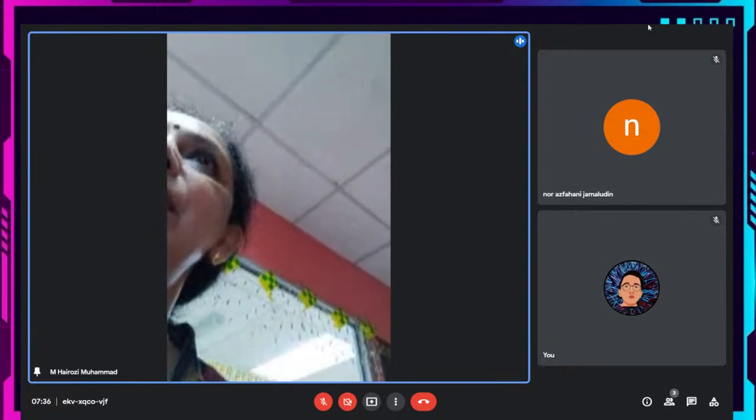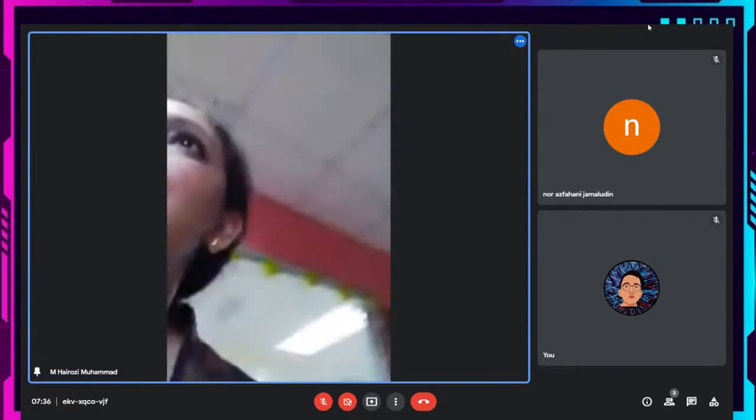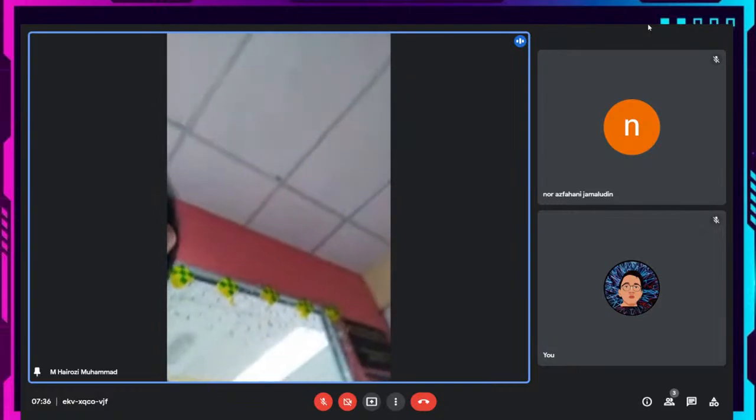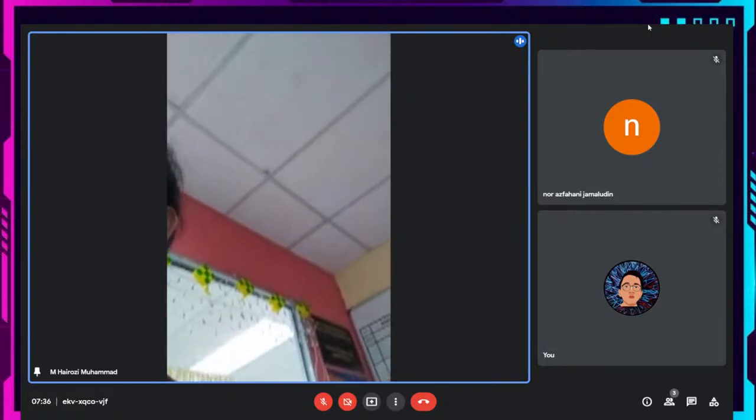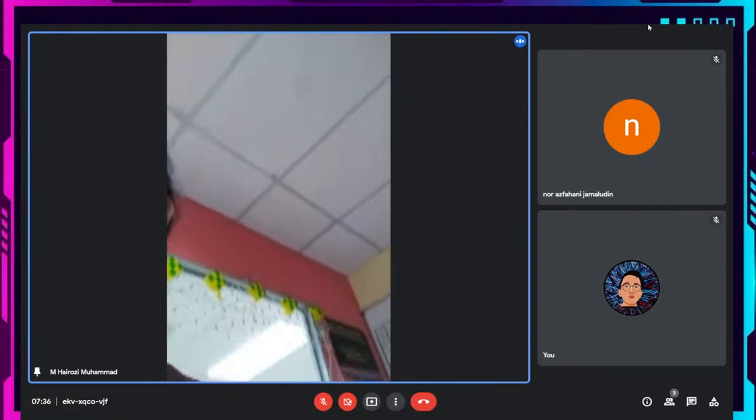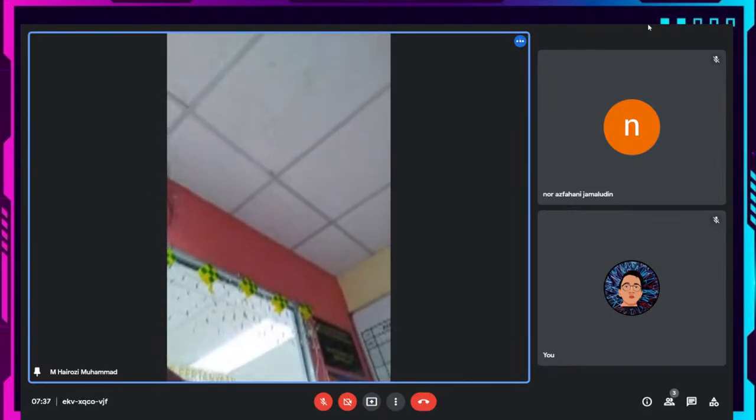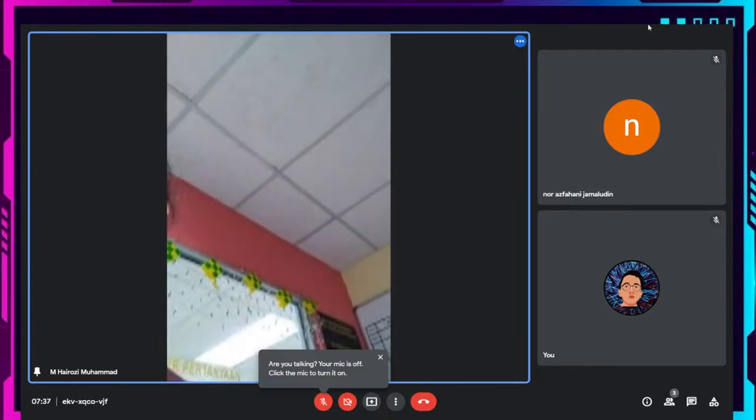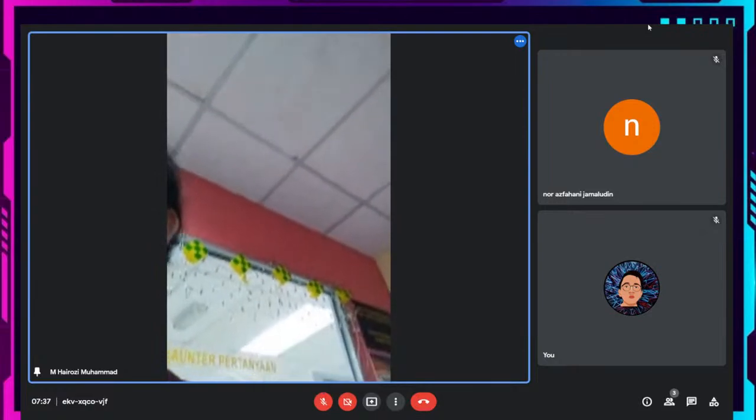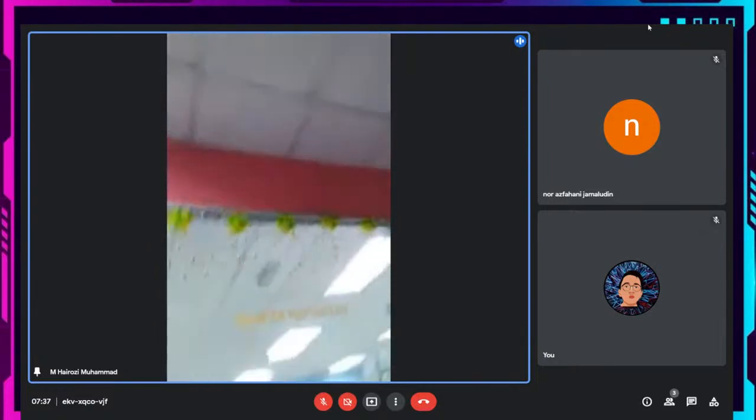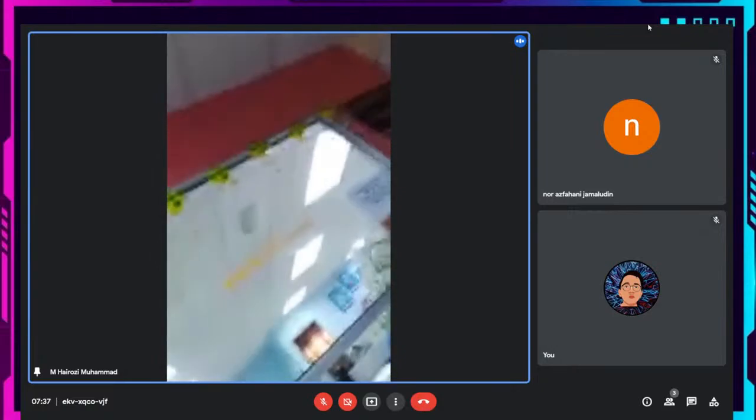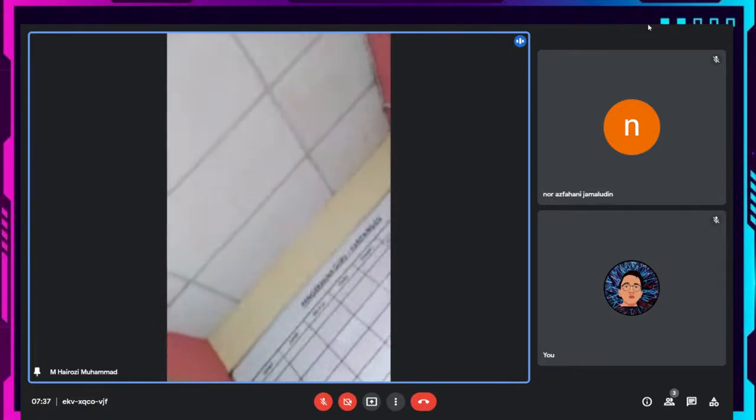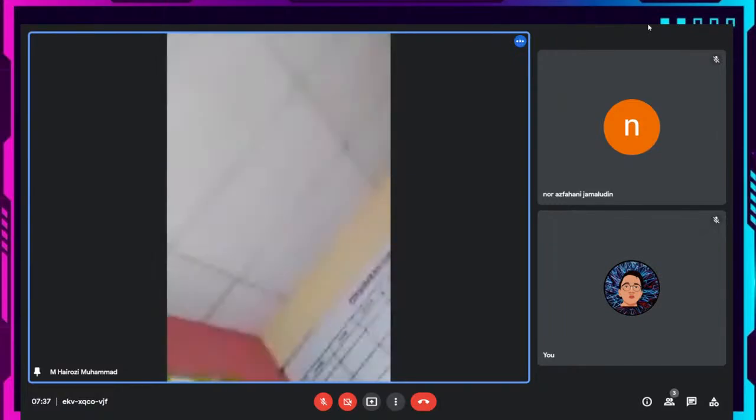Anyone? I repeat, the jar was filled with rock, pebble, and sand. So what does the rock, pebble, and sand represent? Hurry up, guys. We don't have much time.